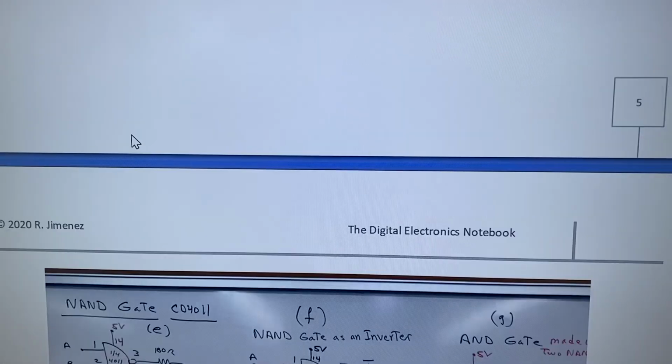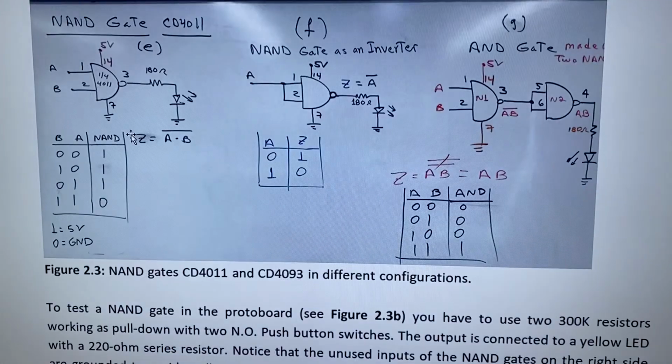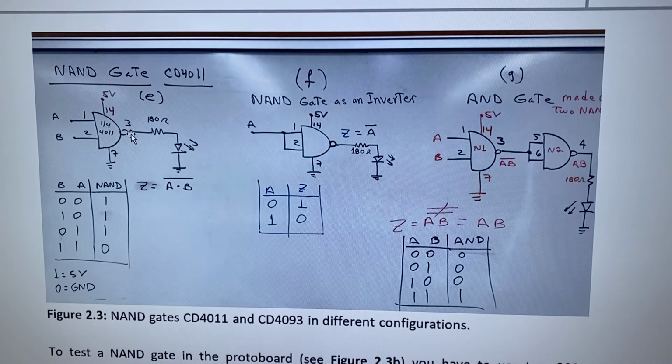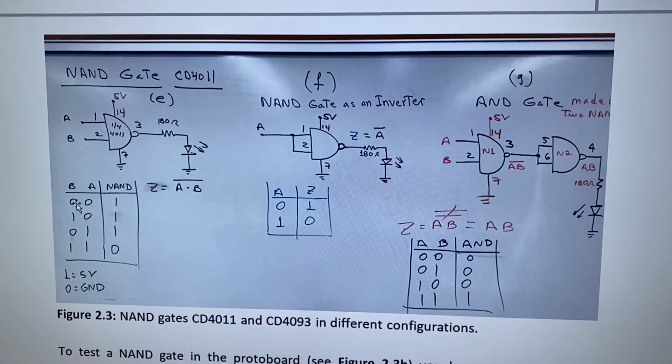Okay. And now this is the Nand gate. When you have a Nand gate, this is the truth table. So when both inputs are different, 0, 0, 0, 1, 1, 0, you have an output equal to 1. When they are both 1, the output is 0. So this is a way to test it, and you can place pull down resistors on pin 1 and pin 2.